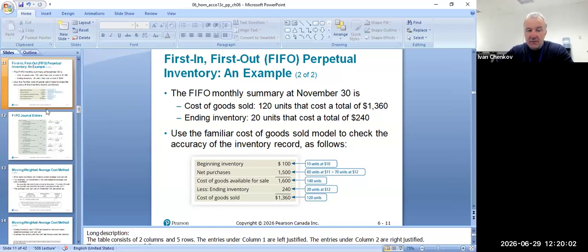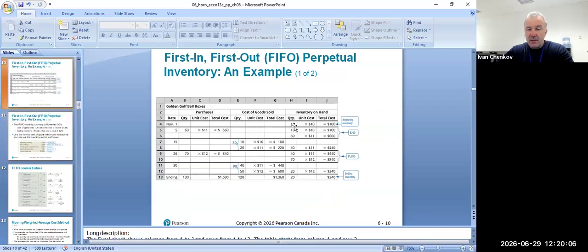As items, we had 10 in the beginning. We purchased 60 and 70, 130. With the beginning inventory of 10, that's 140 available. We sold 120. We have 20 of them left.